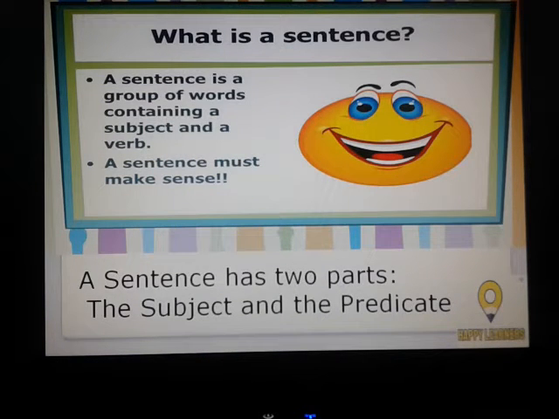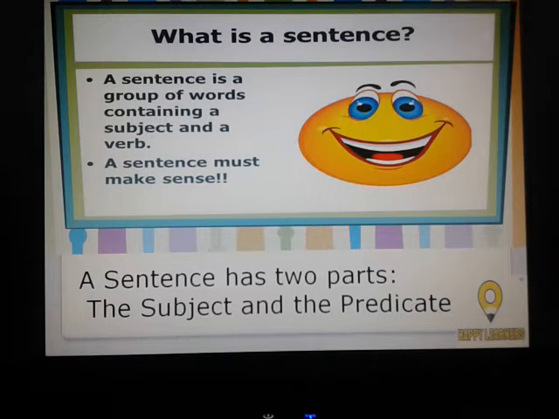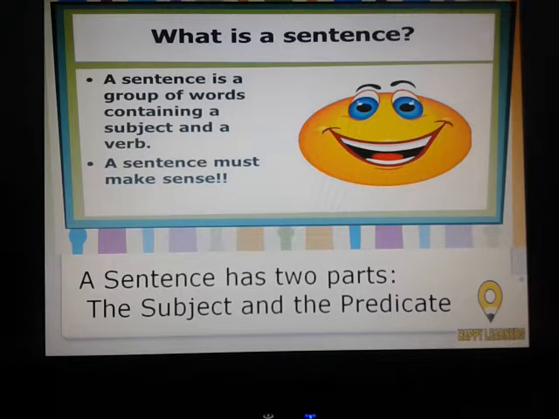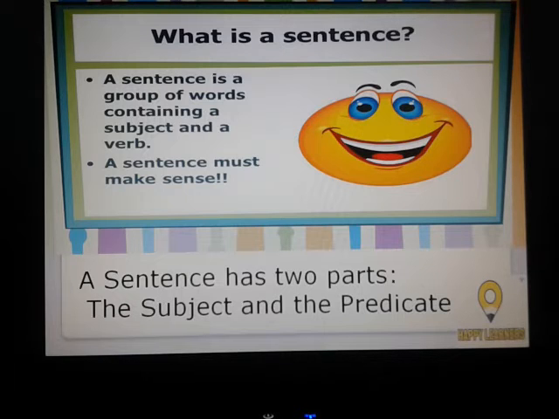What is a sentence? A sentence is a group of words containing a subject and a verb. A sentence makes complete sense. So here we could say that the verb that we are talking about is a finite verb. So a sentence is a group of words that contains a finite verb and a subject and makes complete sense by itself. It does not depend on any other word or group of words to do so.